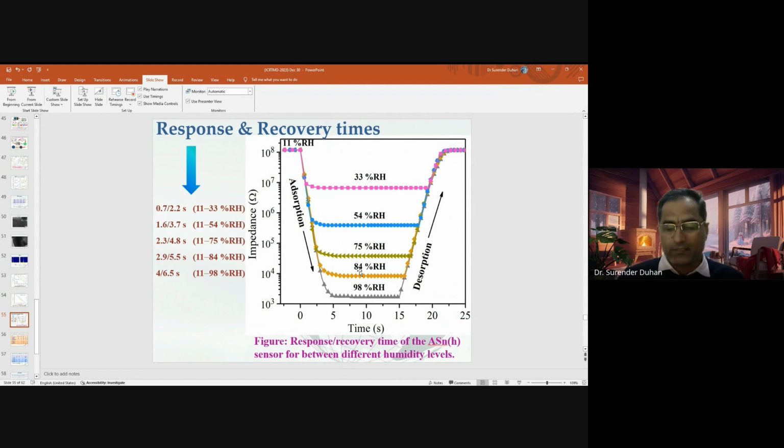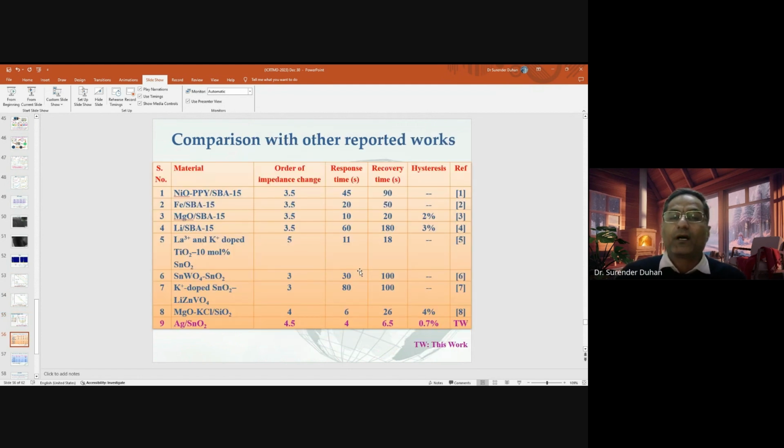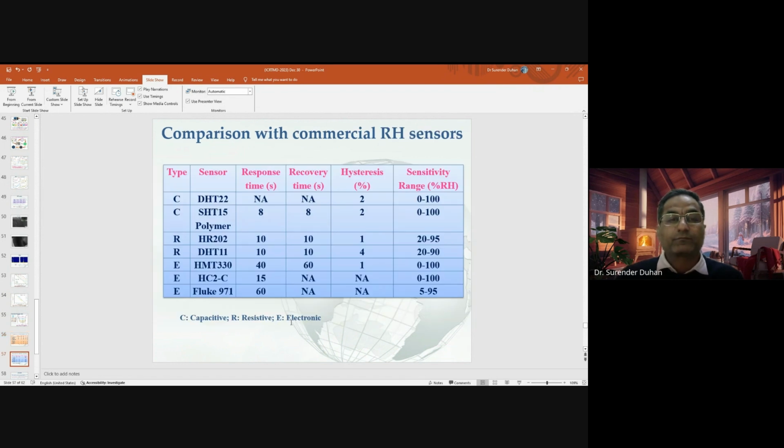At different RH percentages. This is a comparison with other reported works: order of impedance change, response time, recovery time, hysteresis, and this is my sensor, the Ag-SnO2 sensor. Order of impedance change 4.5 orders, response time 4 seconds, recovery time 6.5 seconds, and minimum hysteresis 0.7%. This is a comparison with commercial RH sensors. These sensors are available in the market. Response time, recovery time, hysteresis, and sensitivity range. But in my sensor, the hysteresis is minimum, 0.7%. And response time is good and recovery time is also very good.